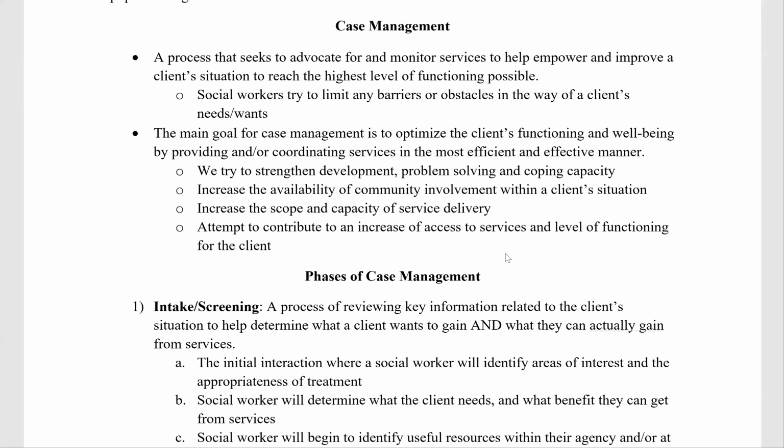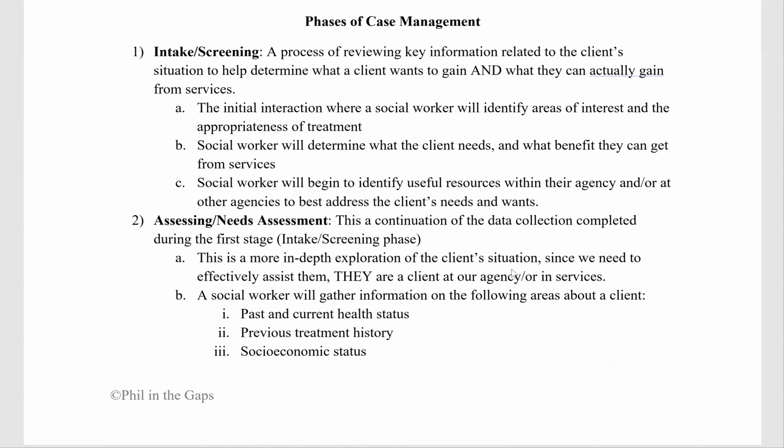So we try to strengthen development, problem solving, and coping capacity. We try to increase the availability of community involvement within a client's situation. We try to increase the scope and capacity of the service delivery, and we attempt to contribute to an increase of access to services and level of functioning for the person. So that's the overarching goal of what case management is. Let's look at the phases of it and how it can progress and how a client can progress down the continuum of what it would be.